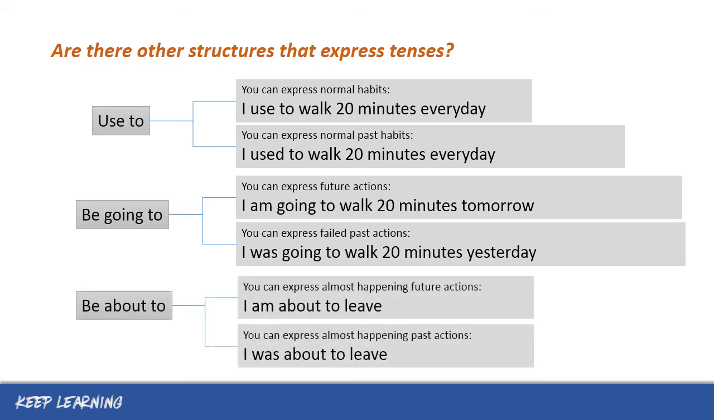And there's another expression here, be about to, which means estar a punto de. Now, if you use it in the present, I am about to leave, you're saying estoy a punto de salir. Something that hasn't happened yet, but it's going to happen very soon. Now, you can use it in the past to express I was about to leave. Yo estaba a punto de salir. So it didn't happen. Okay, those are expressions you may use there.